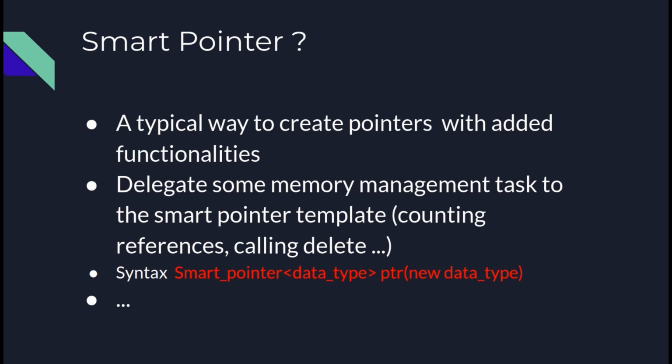The syntax is so simple: you declare the pointer type, the data type and the name of the pointer, and you instantiate your data type. The syntax just differs from one type of smart pointer to another. For example, for a unique pointer you should use unique pointer, and for a shared pointer you should use shared pointer. Weak pointer also. But the syntax is quite the same. There are some differences in C++14, using make_unique, but in general the syntax works fine in C++11.